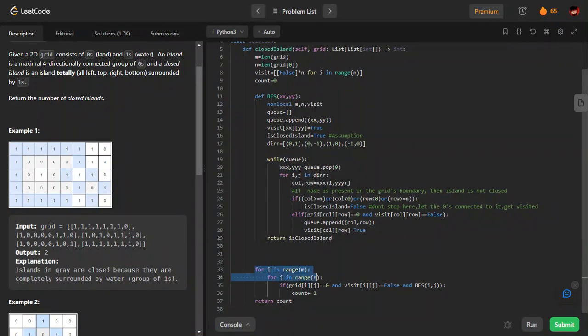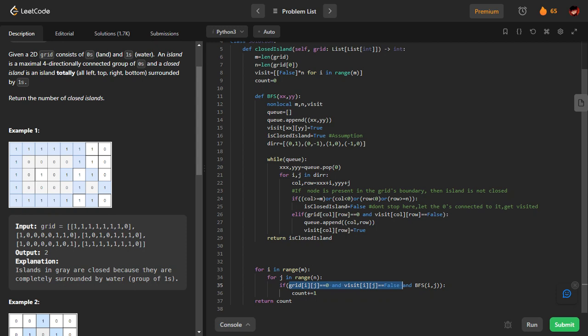We are using two for loops. The idea is we are going through each element of the grid, one for loop for the row and one for loop for the column inside that. If it is a zero and it's not visited, that means it's an unvisited land. Unvisited means visit of i comma j should be false, and land means grid of i comma j will be zero.